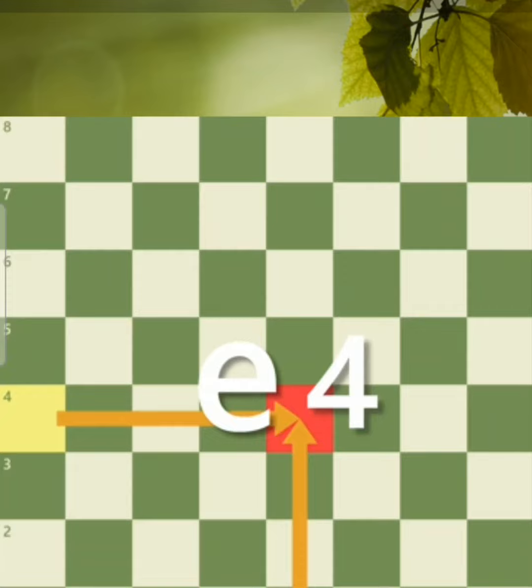This square in the lower left-hand corner is known as A1. Notice we identify it with the letter first and the number second. Let's take a look and see where the E file meets with the fourth rank. Notice the arrows point at E4, so this square is known as E4.